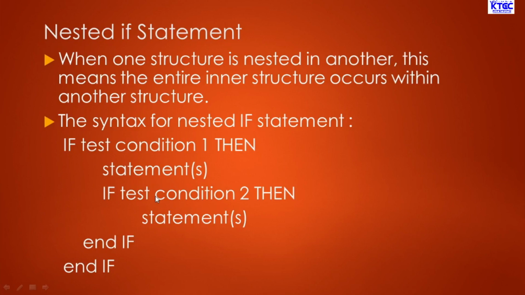So the syntax for nested if statement: if test condition 1, then do this. If test condition 2, then do this. You see that after this, it's not terminated. There is nothing like end if here, but we went ahead and added another if statement. So we have nested one if statement into another, and then we bring the end if here after these two conditions are met and the statements are executed.